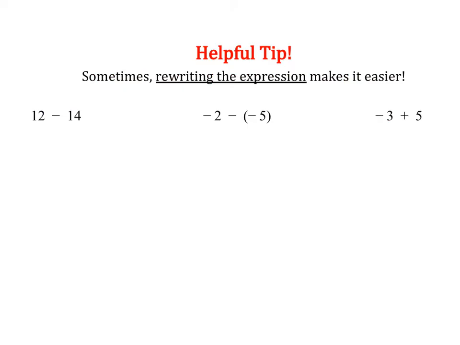A helpful tip is sometimes it helps to rewrite the numbers in a slightly different way. So for example, that first one, 12 minus 14. For many people, it's really helpful to rewrite this as 12 plus negative 14. I want to remind you that subtracting is just adding a negative. When we write it in this way, it's really easy to see that 12 is positive and 14 is negative.